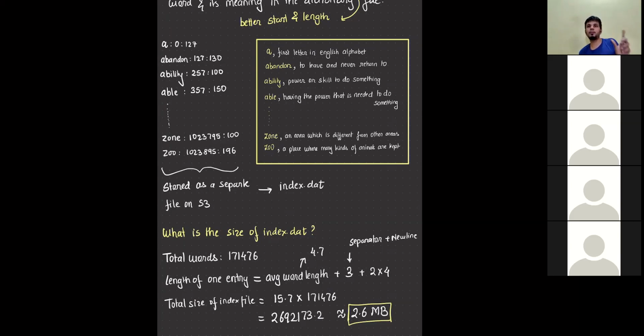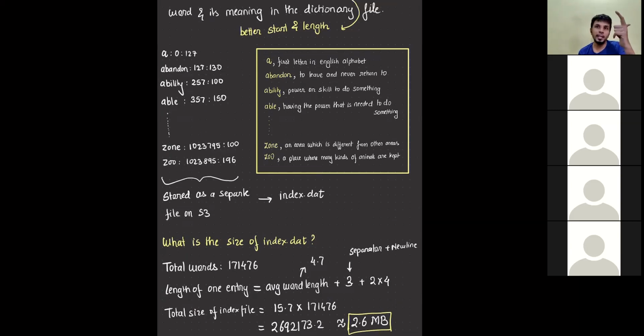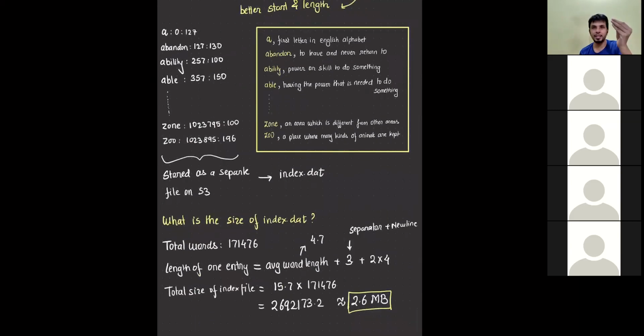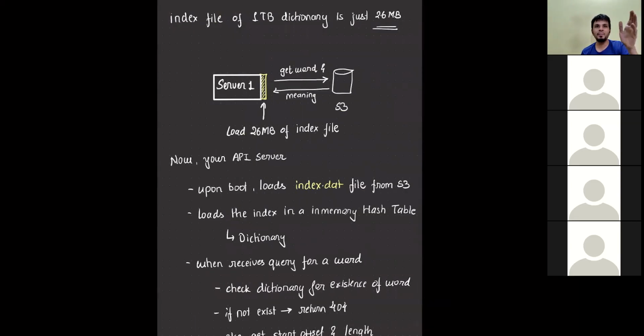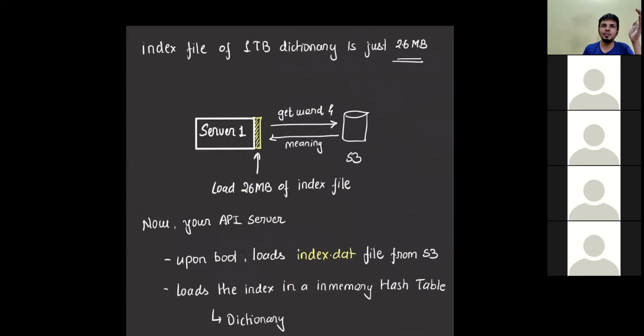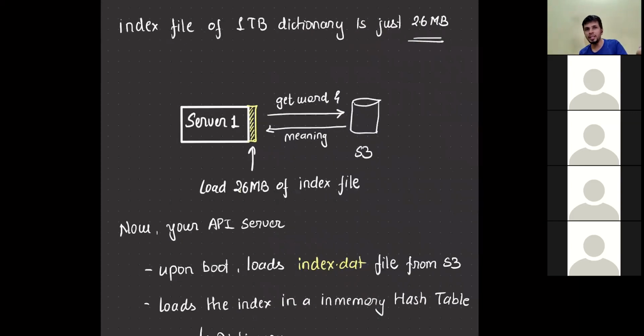Just do a basic back of the envelope calculation, and you see that the 1 terabyte dictionary got compressed, or the index of that with just words and offsets is just 2.6 MB long. Now this 2.6 MB is something you can just store locally. Instead of having 1 terabyte of storage, it's 2.6, not 26, it's 2.6. So you can just load the 2.6 MB index file in memory.